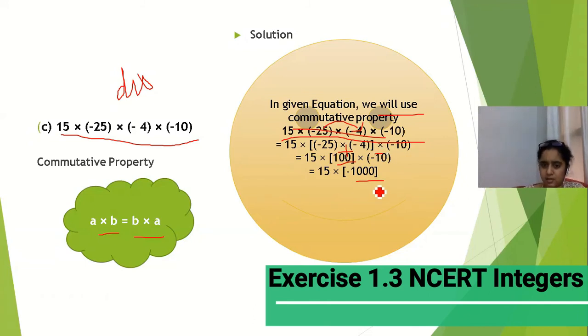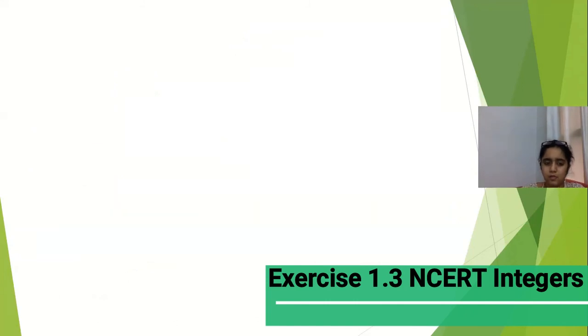So our answer is minus 1000, and if I multiply this 1000 by 15, I will get the answer 15,000, and the sign of this 15,000 depends upon the rule of multiplication. We have to apply the rule of multiplication here. One number is positive, that is 15, and this 1000 is negative, and if one number is positive and another is negative, the sign of the answer is negative. So my answer is minus 15,000. So this question is solved.